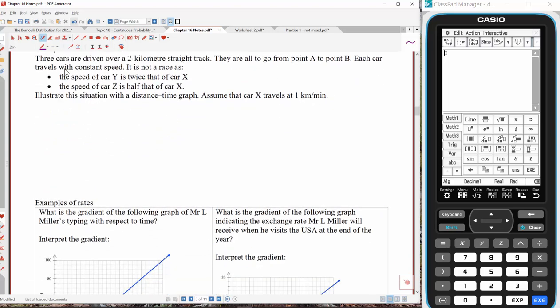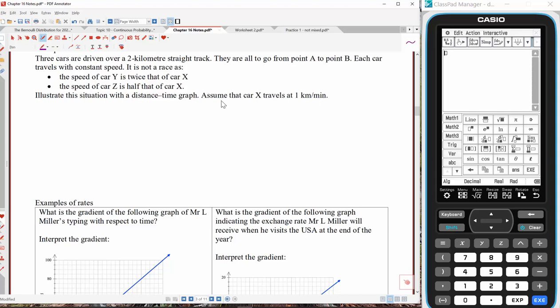Okay, 3 cars are driven over a 2-kilometer straight track. They all go from point A to point B. Each car travels with a constant speed. It is not a race. The speed of car Y is twice that of car X. The speed of car Z is half that of car X. Illustrate this situation with a distance time graph. Assume that car X travels at 1 kilometer per minute.